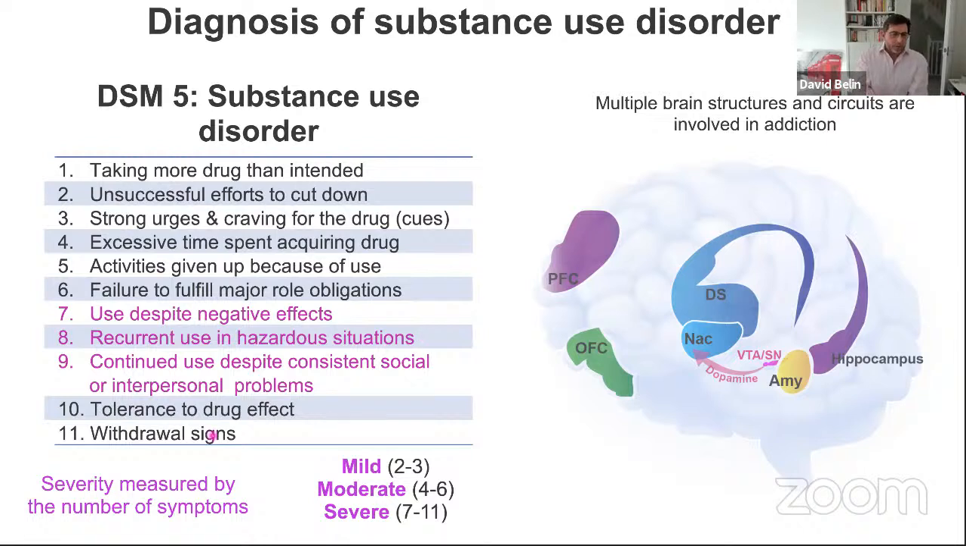All these behavioral manifestations tap onto a wide array of brain structures, and they are not restricted to the mesolimbic system. So addiction is a brain disorder.